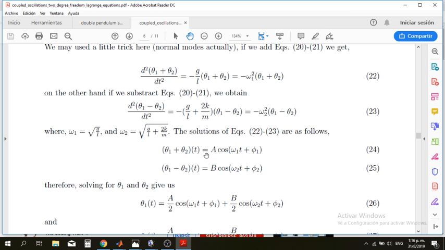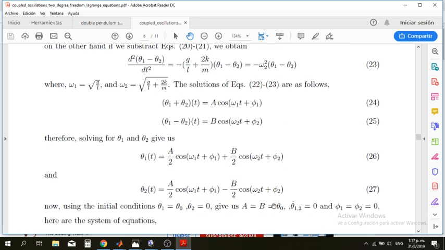Now, we need to go back, because if we take the addition of 24 and 25, we get theta 1. Theta 1, as a function of t, will be A divided by 2 times cosine of omega 1 times t plus phi 1, plus B divided by 2 times cosine of omega 2 times t plus phi 2. And if we subtract 24 from 25, we get this result.